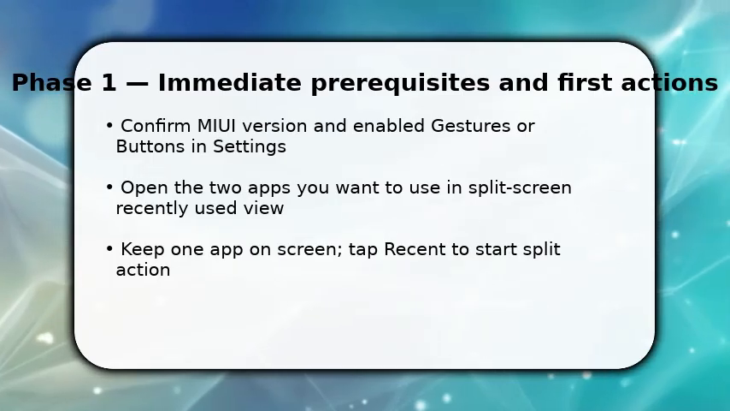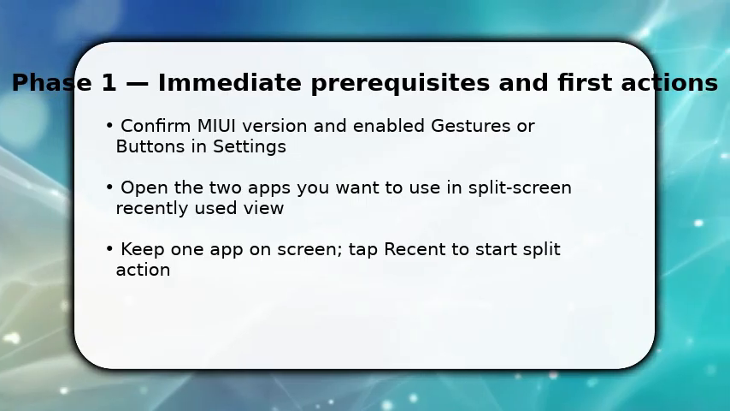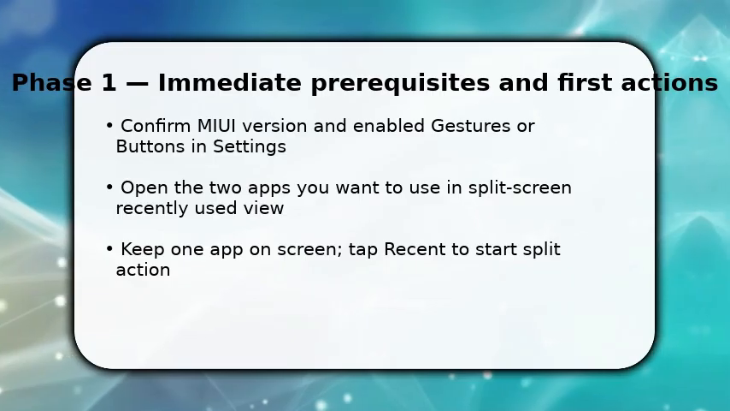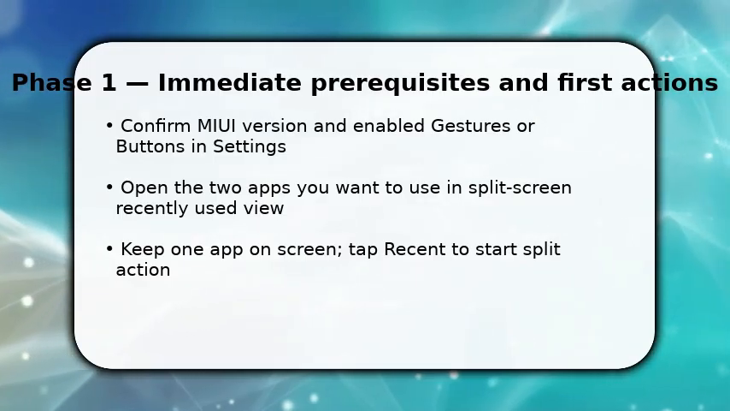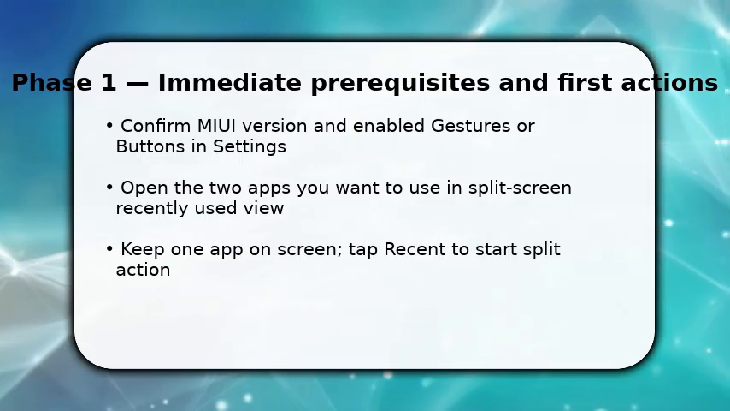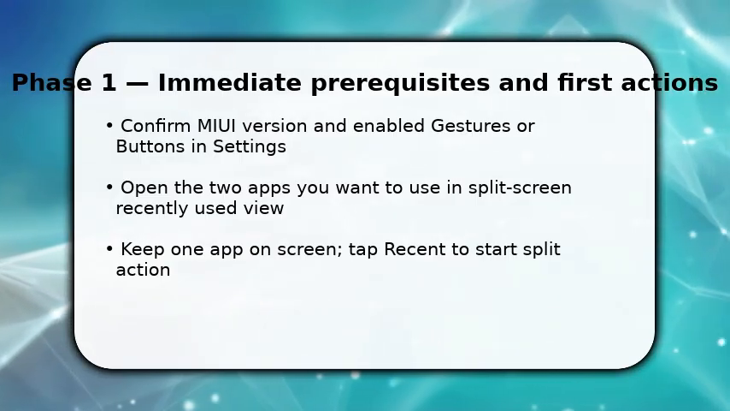You start by checking MIUI and ensuring split screen is allowed, because system settings control the feature. Once done, open both apps you plan to use, load them recently so they appear in Recents. Make sure you're in the Recent Apps view. This is where the split action begins.